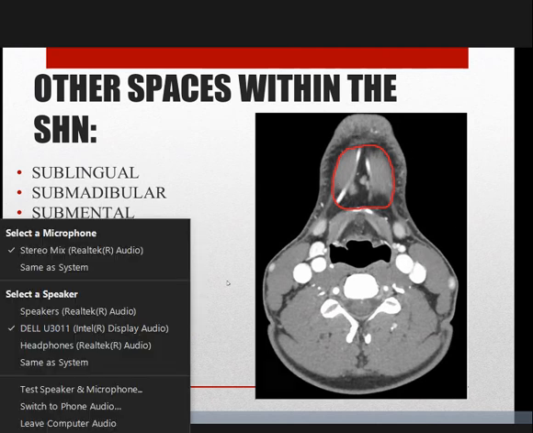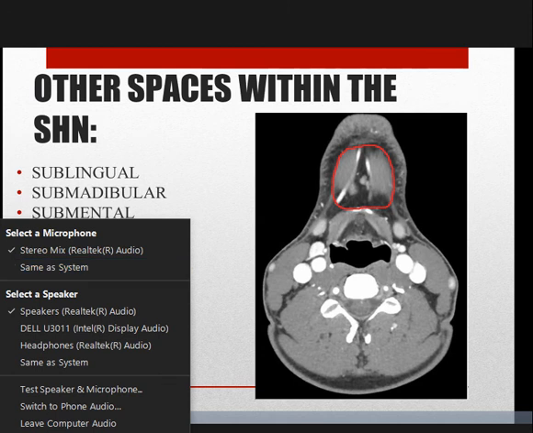It is medial to the submandibular spaces with which it freely communicates. Okay. So now we're done with the different spaces within the suprahyoid neck area.